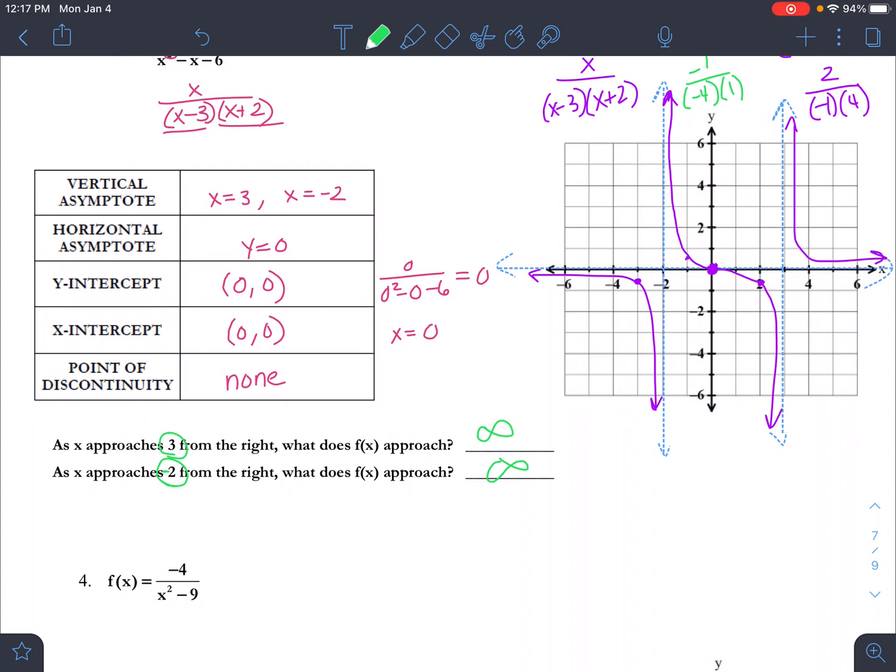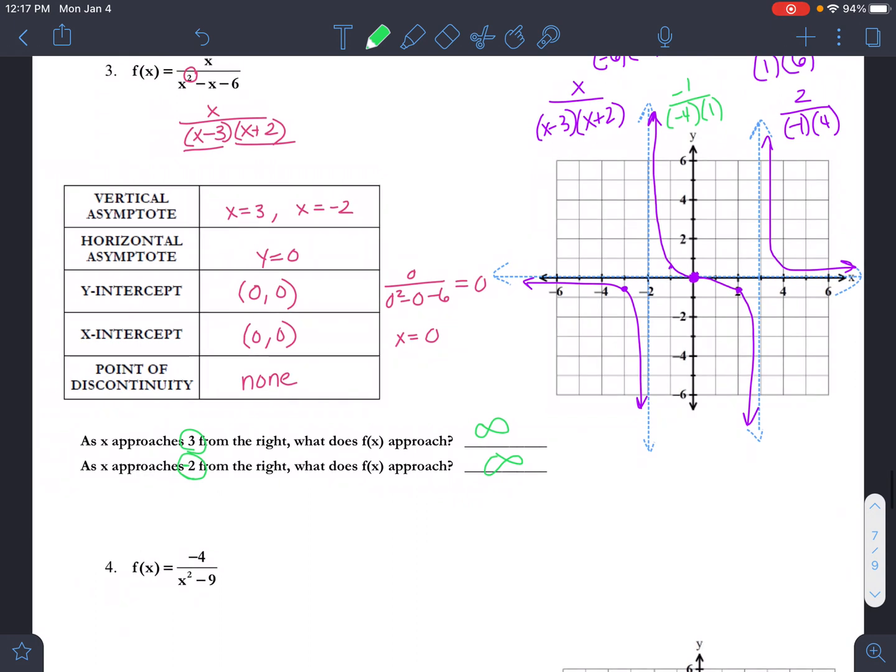So these are not exactly matching. They're just kind of random questions. I could ask you what happens as I go towards infinity. I'm getting closer to 0. What happens as I go towards 3 from the left? I'm going towards negative infinity. So you should feel comfortable with any of those approaching problems. And again, sorry, that should say -2.